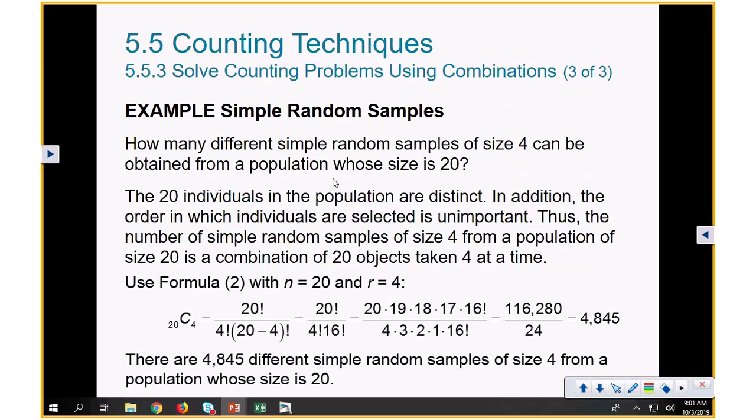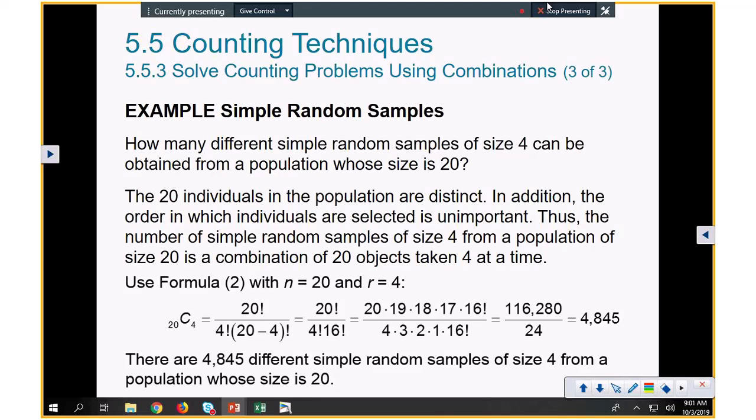Okay, I don't know how many different random samples size 4. Okay, so the size 4 committee. Okay, so what's n? 20. What's r? 4. And then I want you to copy this down here so you'll have it in your notes. Now, after you copy it, I want you to put 20, then math, then NCR, then 4. And it should give you 4,845.